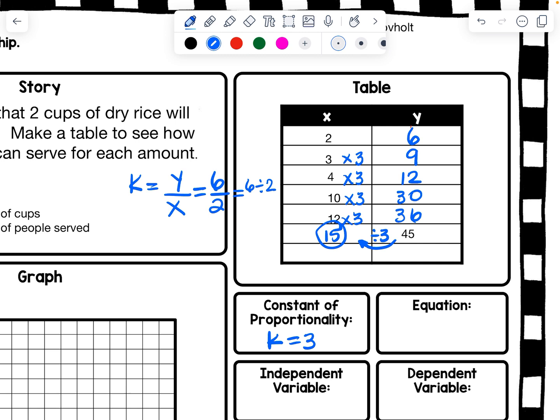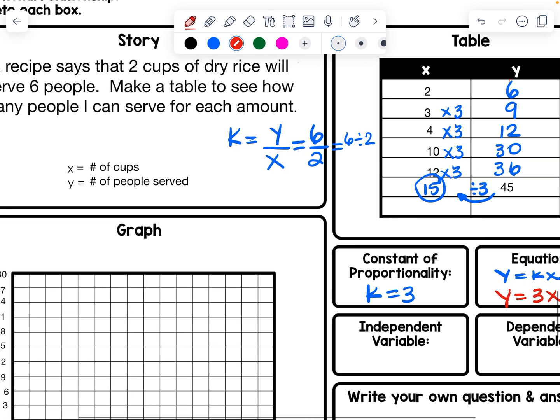From the class, we know that the equation for a proportional relationship is of the form Y equals K, the constant of proportionality, times X. So for this case, it will be Y equals 3 times X.